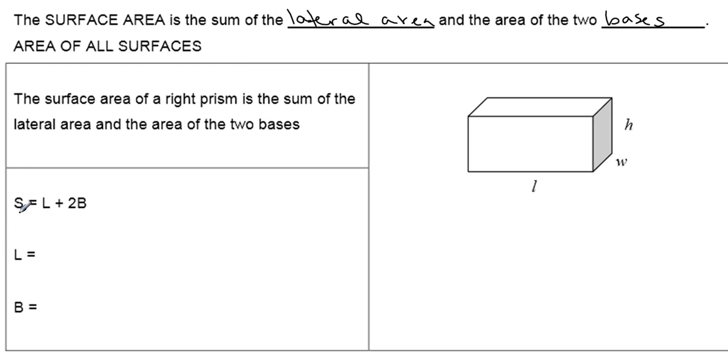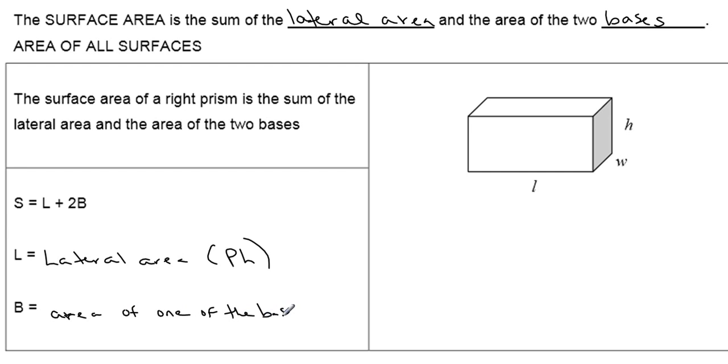The formula is S equals L plus 2B, where L stands for the lateral area that we found in our previous examples, perimeter times the height. The base means the area of one of the bases. So that's why it's going to be important to identify in the beginning what is the base, and then that way when we go to use the surface area formula, we know to find the area of that base.